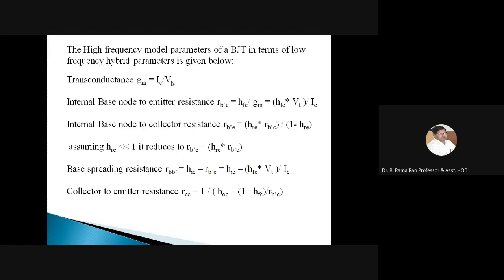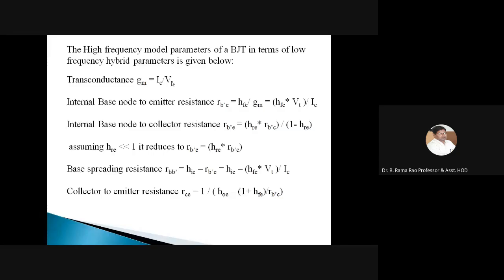Explaining the diode current equation, I naught is equal to IC naught by V naught, where capital T is the temperature, and T by 11,600 gives us the value of VT. Now from this, we can say that the transconductance GM is inversely proportional to the temperature.